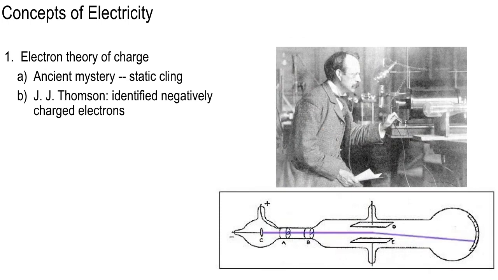Now, the guy that figured out the object that is present when we have static cling is J.J. Thompson. He is the one that discovered that electrons are particles. You've been learning about electrons since 5th grade science class, I suppose, and that's because J.J. Thompson figured them out.